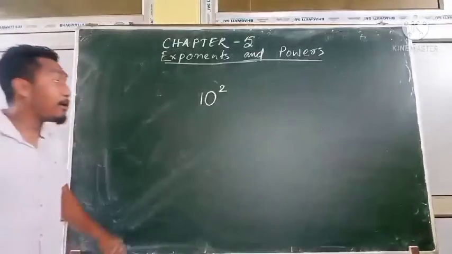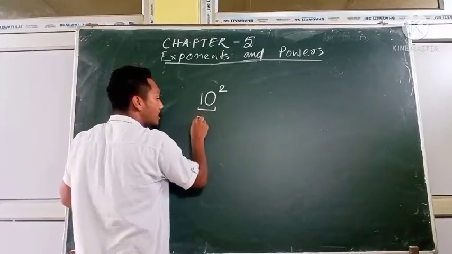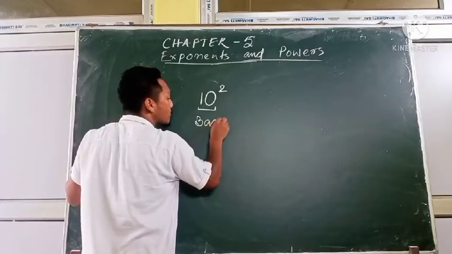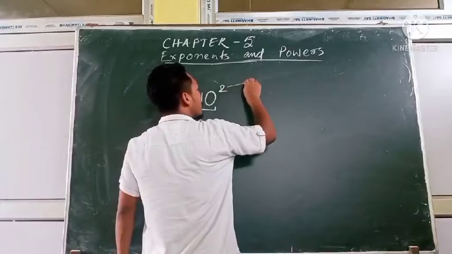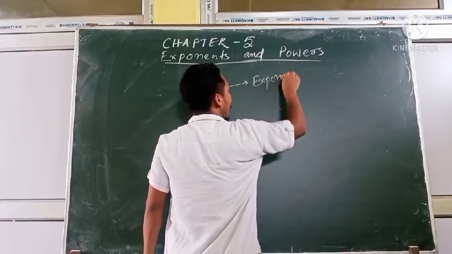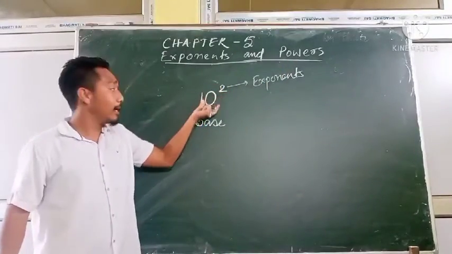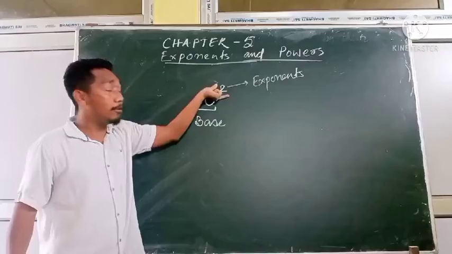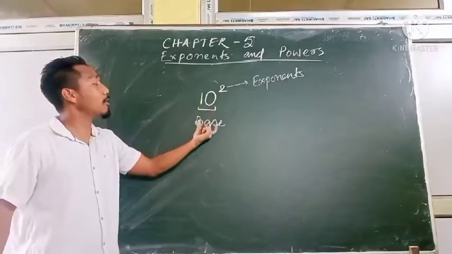10 raised to the power 2. The 10 which is written below is known as the base. And this one is known as the exponent. What is it? The number written above. In 10 raised to the power 2, this 2 is known as the exponent, and 10 is known as the base.